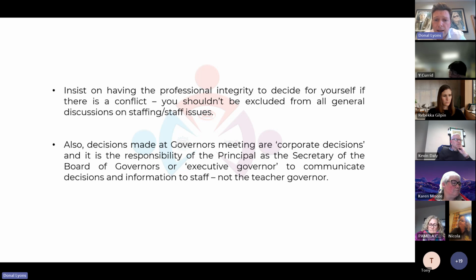And the final thing in that regard I would highlight is that decisions at governor meetings are corporate decisions. In legalese terms, the corporate soul of a board of governors is the principal. And they are the person who is responsible for both the execution but also the communication of decisions taken by a board of governors. So any messages that need to be communicated to your colleagues and staff within the school, it is still the responsibility of the principal. That is a statutory function and that is defined in legislation that the principal must fulfill that role.